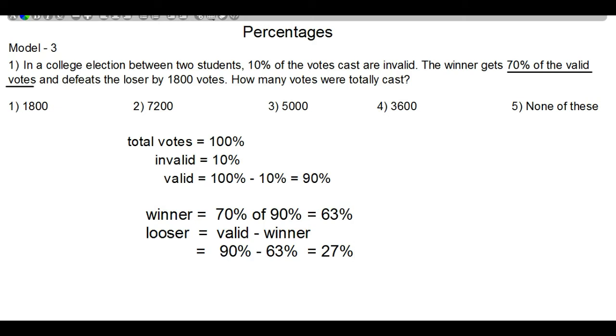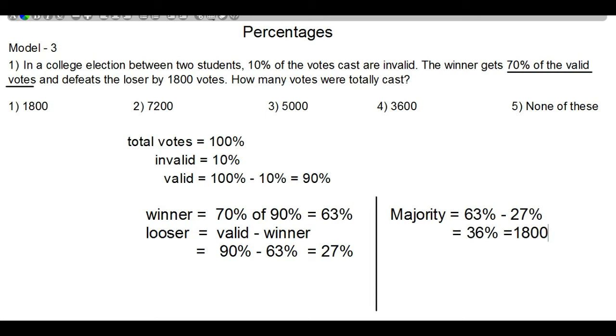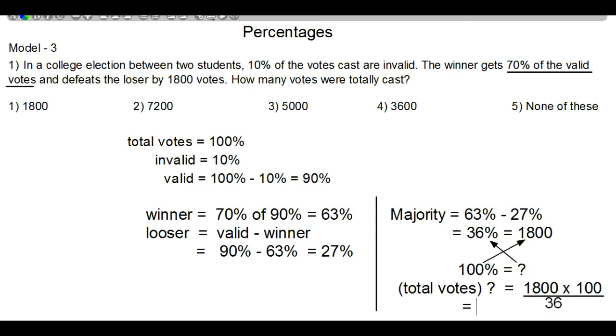And the next part of the question is, the winner defeats the loser by 1,800 votes. So as discussed in the previous example, majority is nothing but the percentage of votes obtained by the winner minus those obtained by the loser. So 63% minus 27% is equal to 36%. And this 36% is equivalent to 1,800 votes. So 36% is the same as 1,800, and we are supposed to find out how many votes were totally cast. We know that the total number of votes cast is 100%. So 100% will be equal to what? Which comes out to be 5,000 votes. So the total number of votes cast is 5,000.